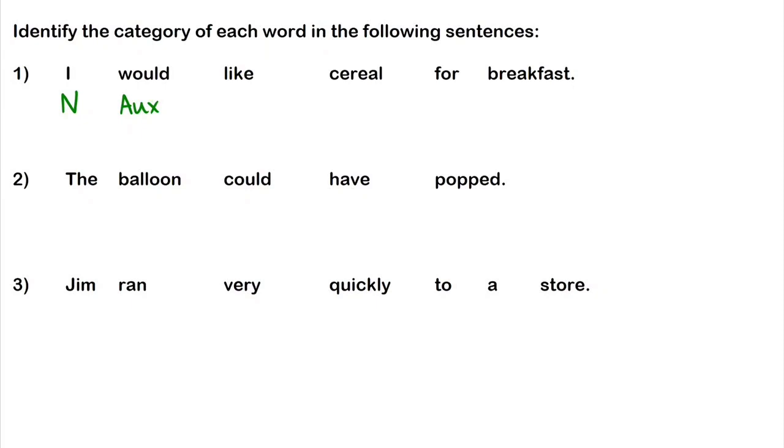So like, I would like cereal for breakfast. So this is kind of tricky. This is a verb. We need a verb in a sentence. A sentence is not complete without some type of verb. And would is a modal. It is not going to be the main verb of your sentence. Cereal is a noun. For is a preposition. And breakfast is also a preposition.